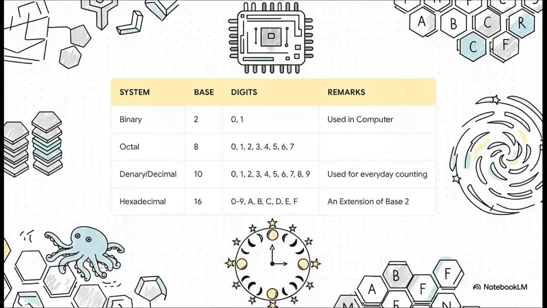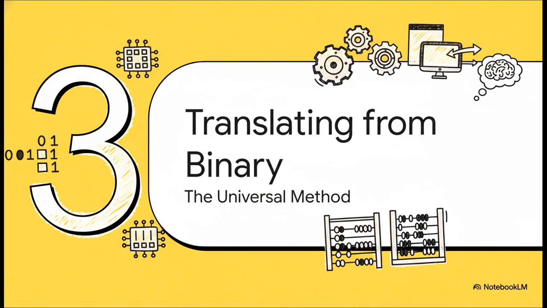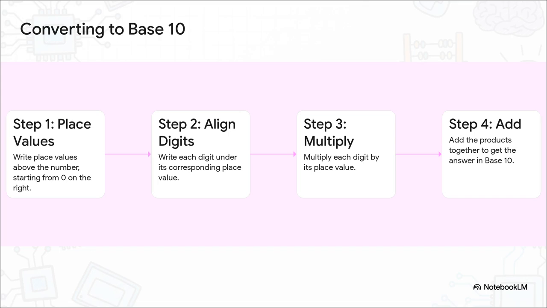Okay, so if all these different number languages exist, how do we translate between them? Let's tackle that right now. Let's figure out how to convert the computer's language, binary, back into something we can understand. Our good old base 10. And lucky for us, there's a simple, universal, 4-step method for this. It's called power expansion, and the cool thing is it works for converting any base back into our familiar base 10. Let's walk through it together.